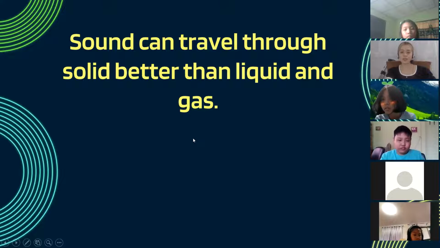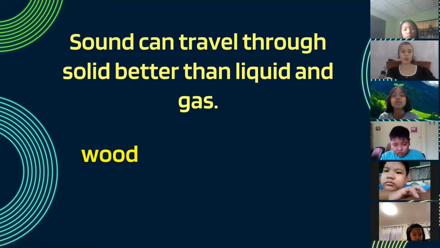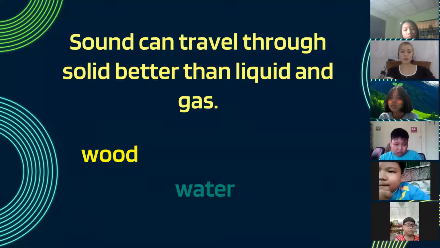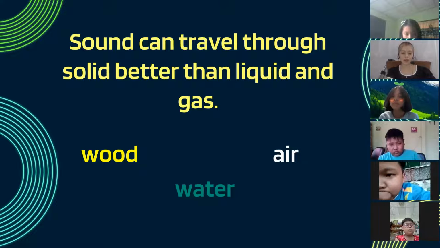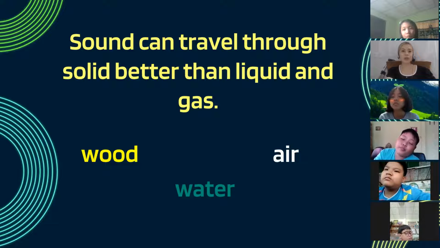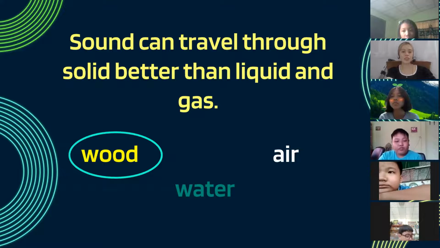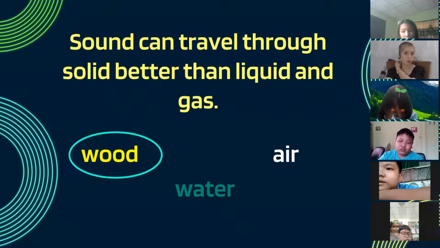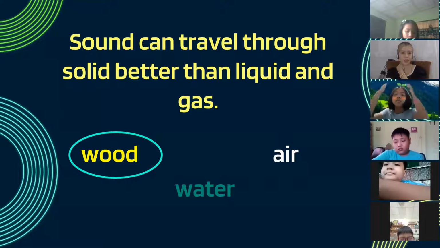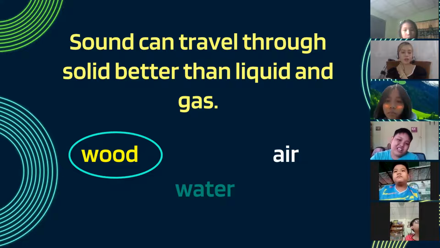Let's have these examples. I'm going to give three examples. Wood, which is an example of solid. We have water, which is an example of liquid, and air, which is an example of gas. So from these three examples, we say that sound can travel the best through wood. Sound can travel better in wood because it is an example of solid.